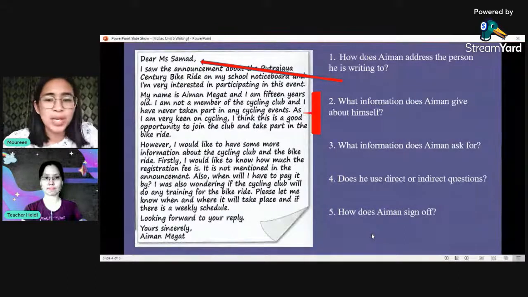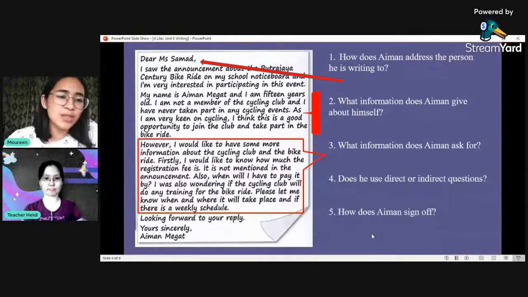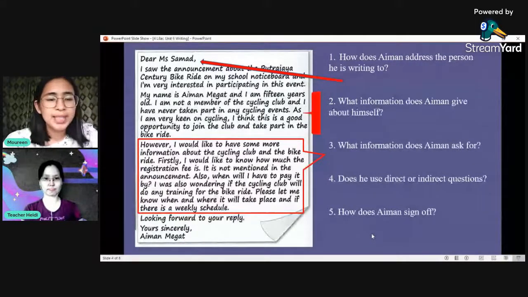Question number 3. What information does Aiman ask for? What information? This one you can find here. Paragraph 3, right? Because there are only 3 paragraphs there. So you can find the answer in paragraph 3. So what information did he ask for, class? Can you respond in the chat box? What information did he ask for? Dia nak tahu apa? There are plenty, right? Maybe 2 or 3. Can you respond in the chat box?